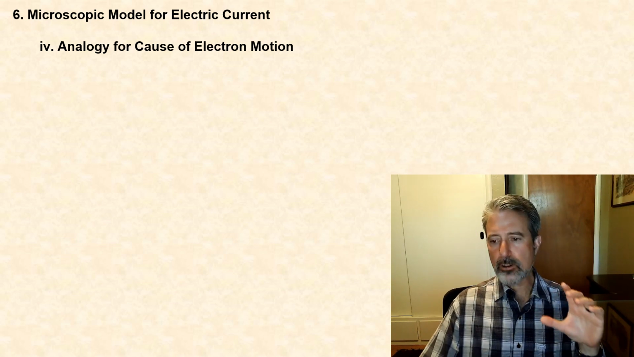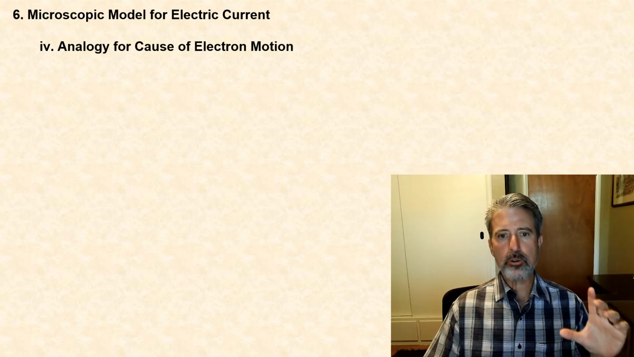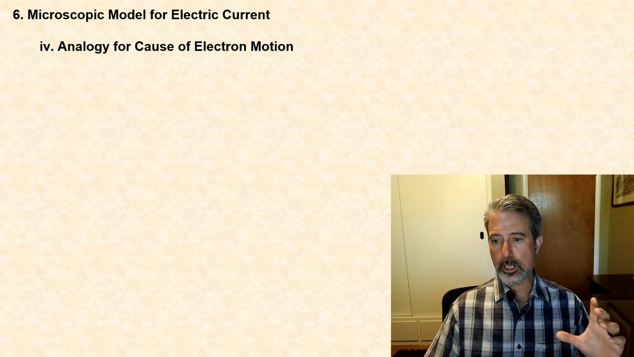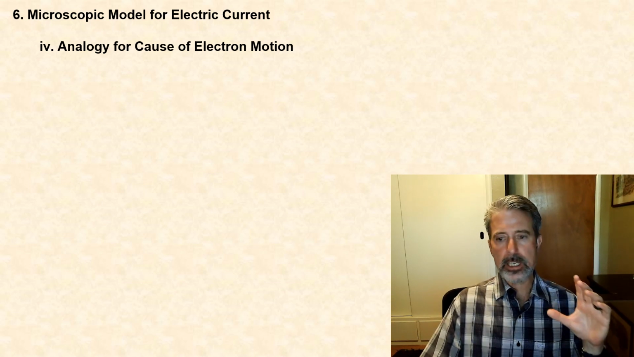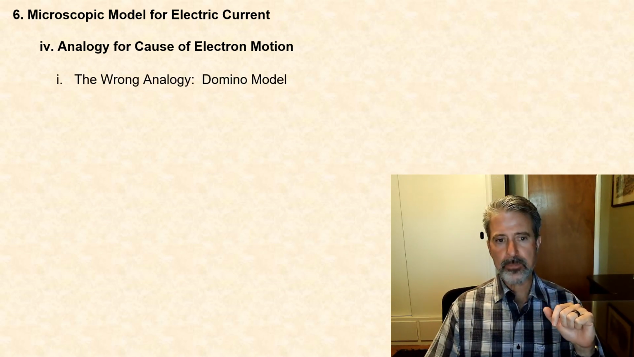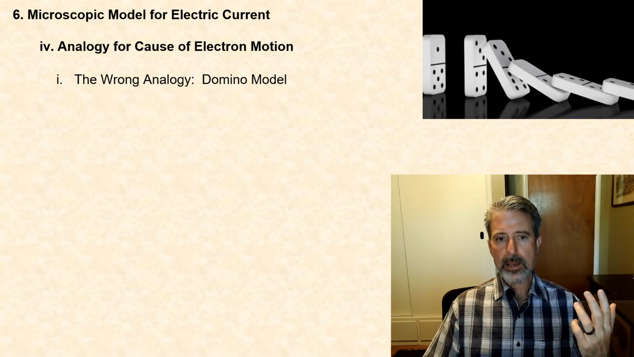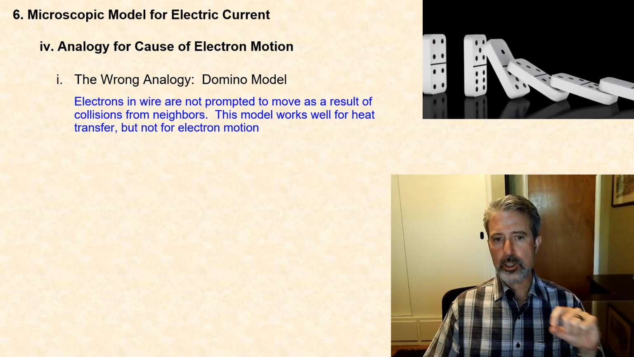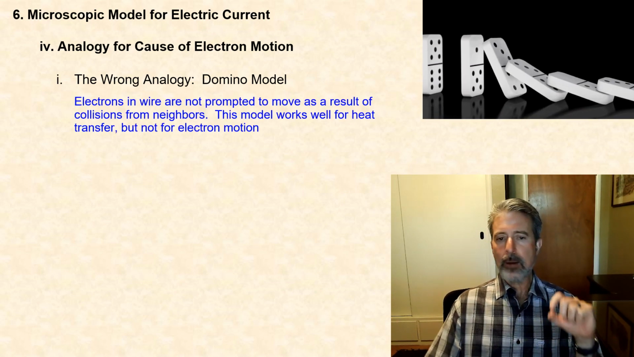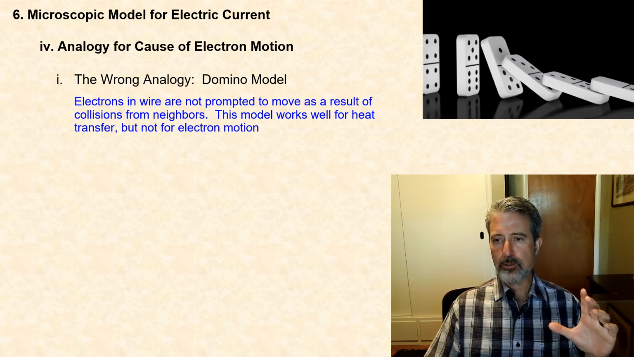So I think an analogy will be very helpful here in helping us to understand the difference between electron motion, which we said is quite slow, versus the motion of the signal, which we said is quite fast. The wrong analogy would be the domino model, and this is a common misconception. What causes electrons in a wire to move is not what is taking place with a stack of falling dominoes.